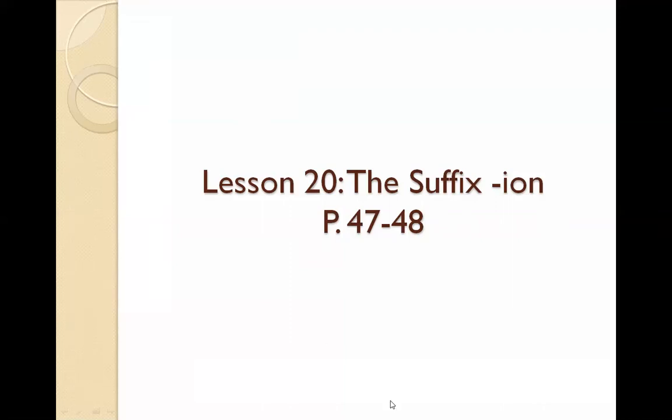Today, inshallah, we are going to study lesson 20, with the title the suffix ION. Track with me on pages 47 to 48. Write down the date on page 47.